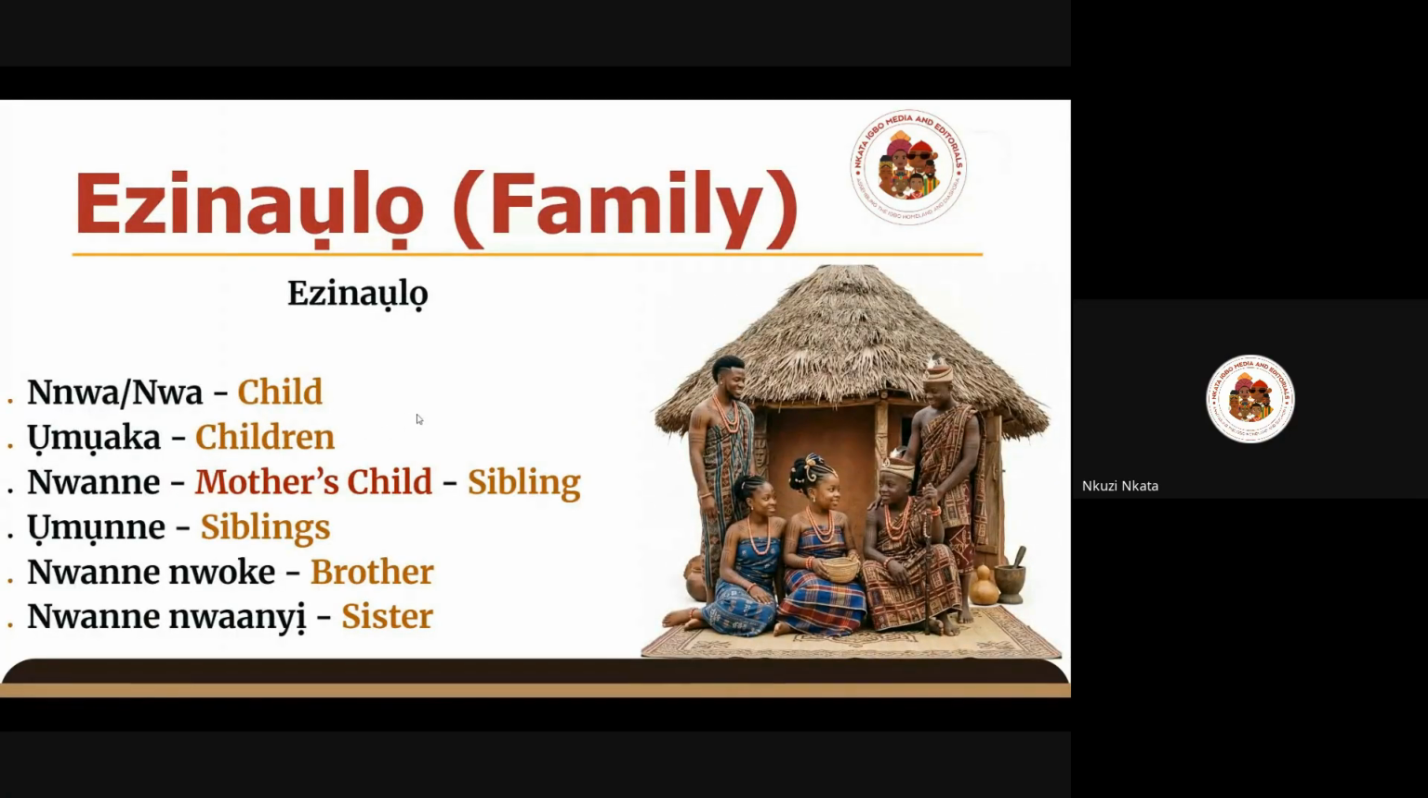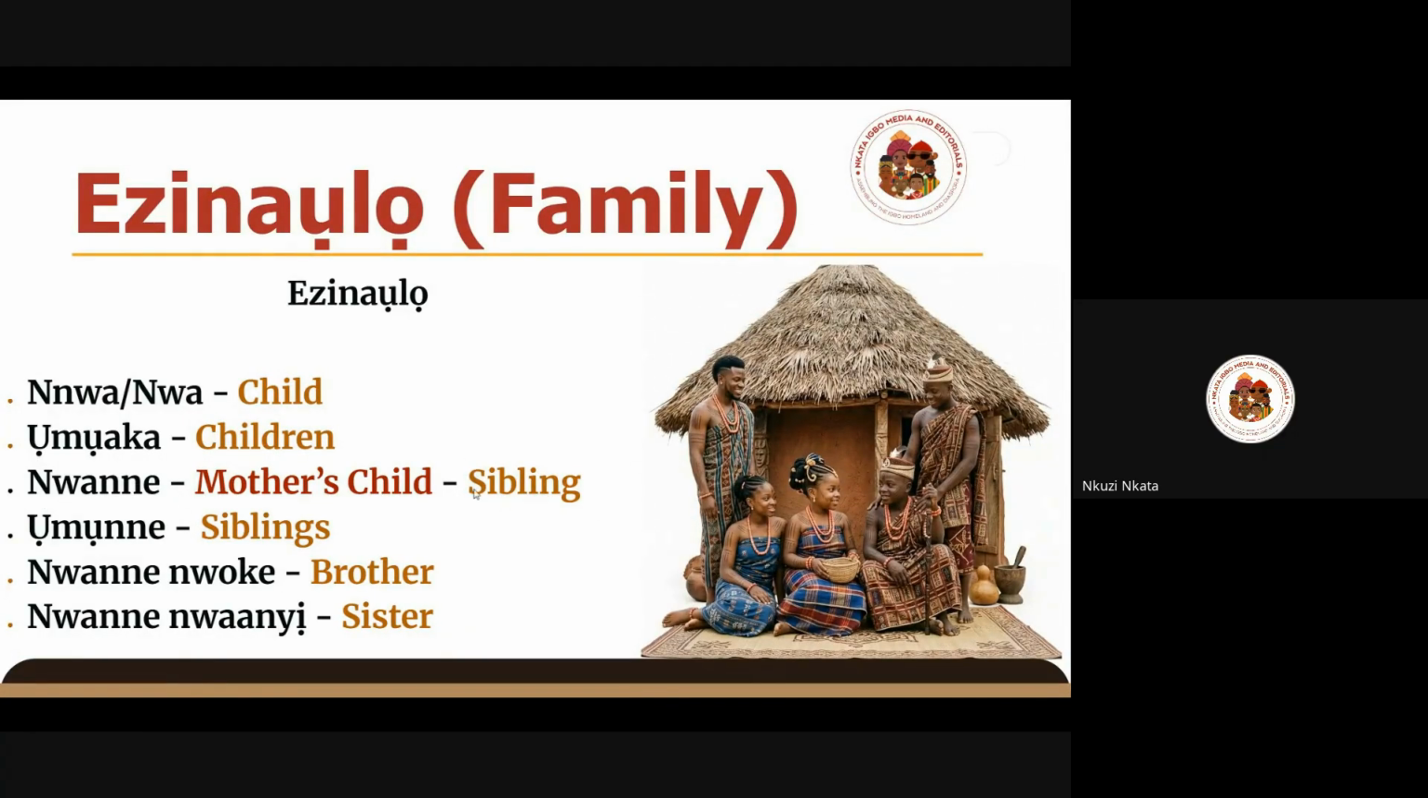Now, going further to other members of the family, like we said in the previous class, nwa, or nwa. They both mean child. So if you want to say my child, you say nwam. There will be a pronoun m after this word. Nwam, my child. Then the plural for child is children, right? In Igbo we have umuaka, or it can be just umu. So umuaka, children.